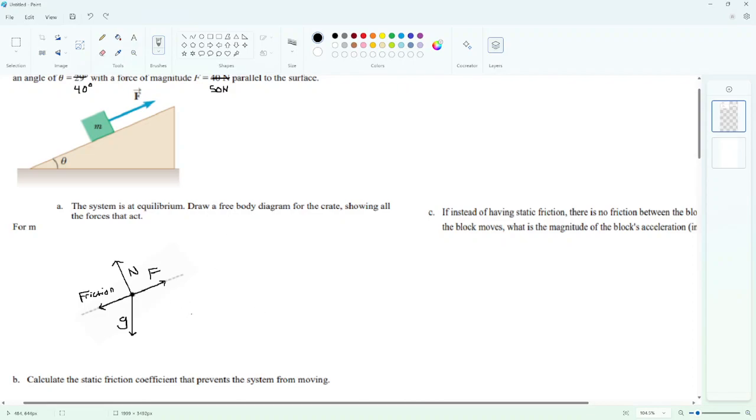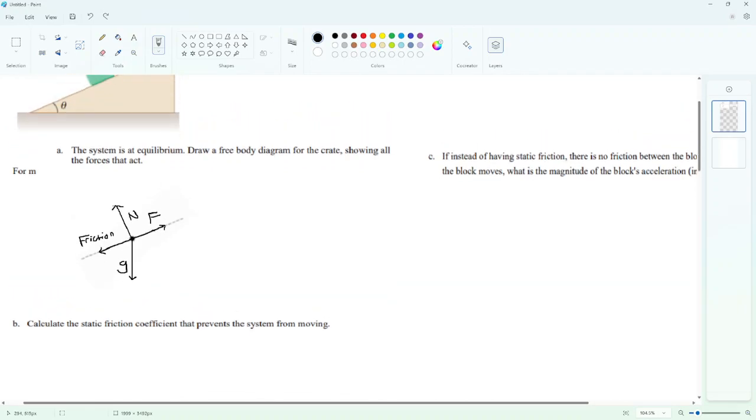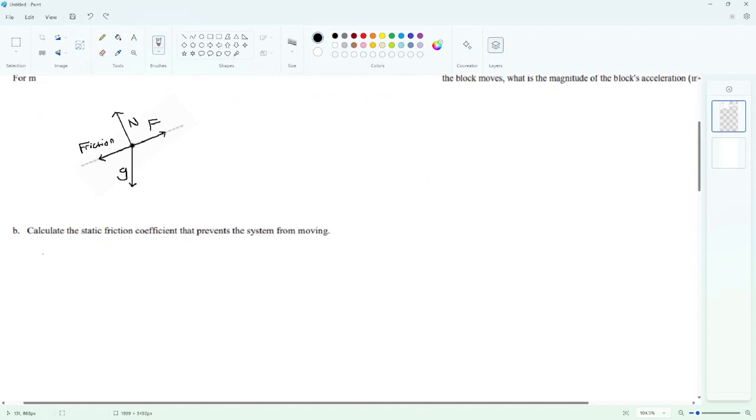Okay, so let's see. B, calculate the static friction coefficient that prevents the system from moving. Okay. Go ahead and make an attempt at B. All right, ready? Okay, here we go. I am here to save you.